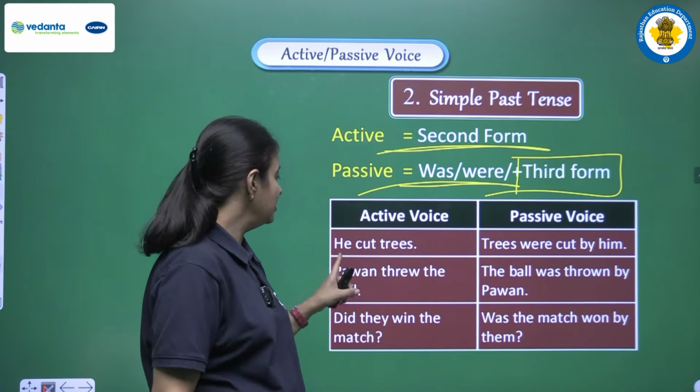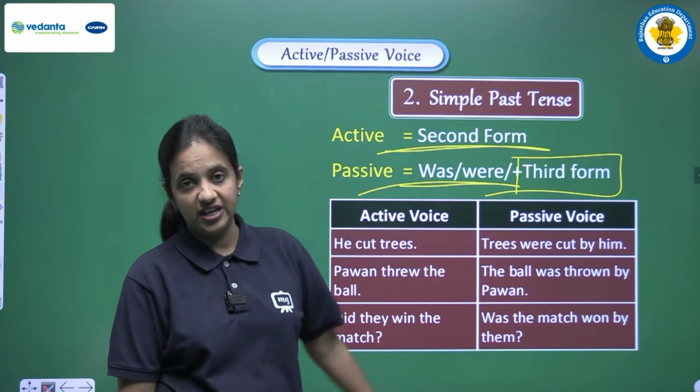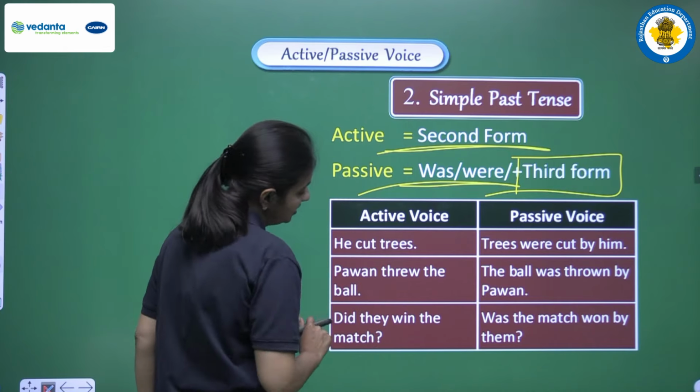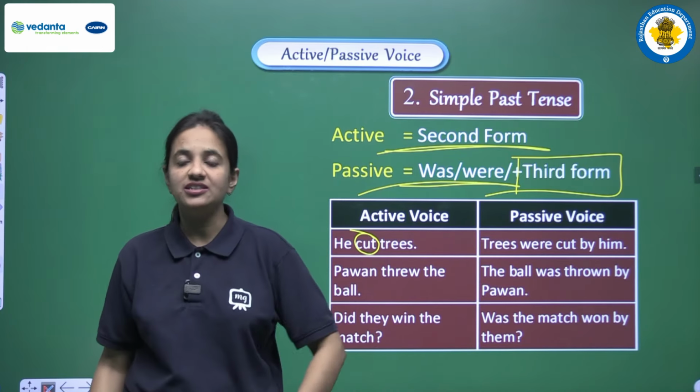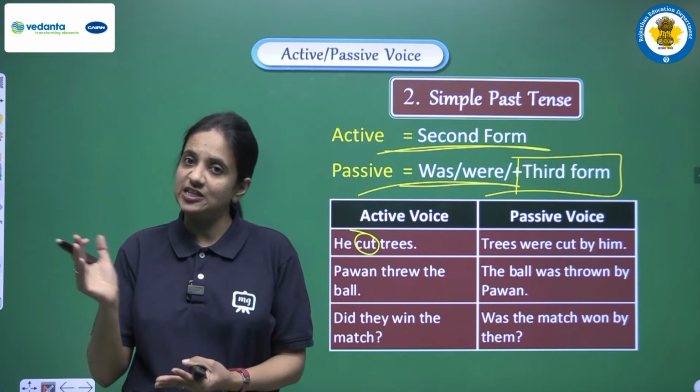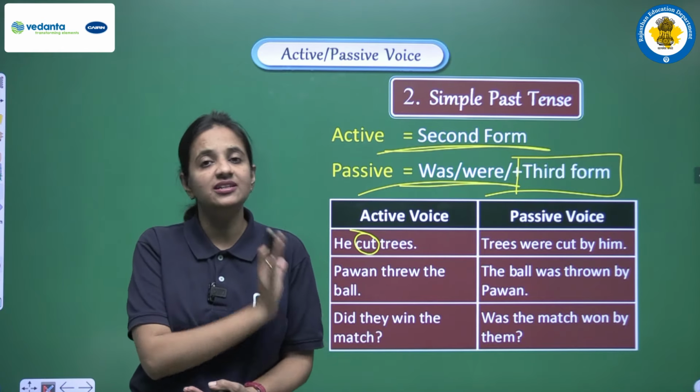Let's see the example. First is: he cut a tree. So students, focus on this sentence very carefully. We have cut here. So we know that all three forms of cut are cut only. First form is cut, second form is cut, third form is cut.